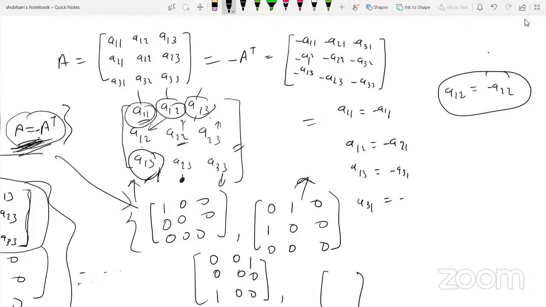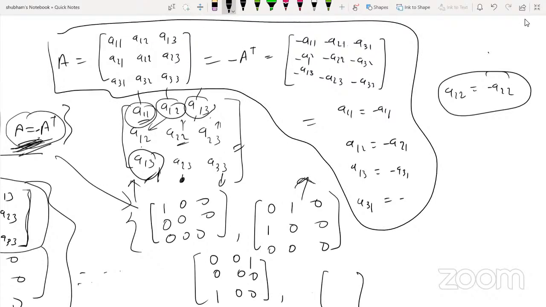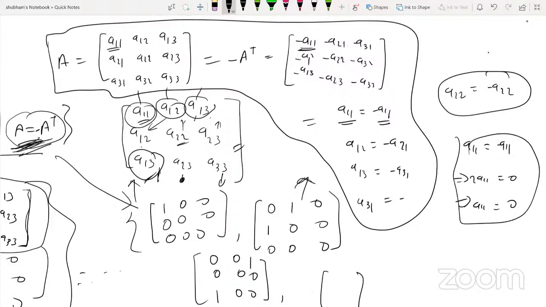Actually, that's why I just wrote this. If you are facing difficulty, just write the equation and compare. Sir, I didn't get how it is 0. Can you explain? Actually, what is happening: A is equal to minus A transpose. You just compare, these two are equal, so this is equal to this. When is it possible? Only for 0. A11 equal to minus A11 means 2A11 is equal to 0, which implies A11 is equal to 0. Right?